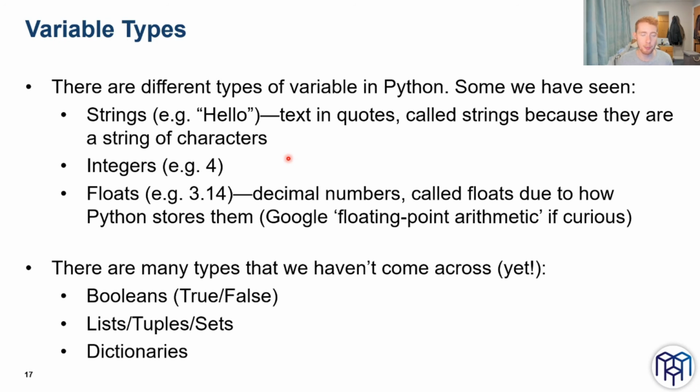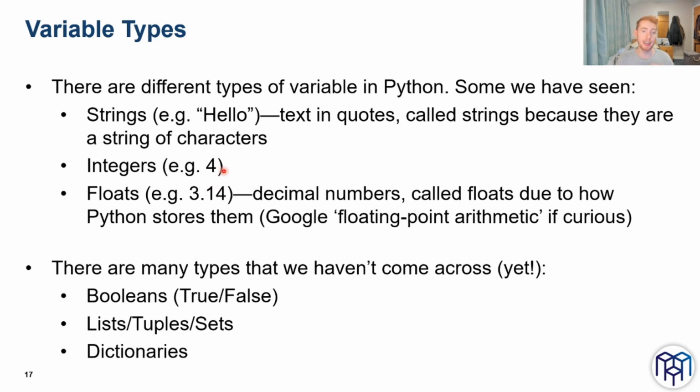Okay, so the last thing we're going to talk about is variable types. So there's many different types of variable in Python. We've seen some already. We've seen strings. These are text data. So we use double quotes to represent these. And they're called strings because essentially, under the hood in Python's internals, they're represented as a string of characters. So whenever you hear the word string, you should think a string of characters, that's text data. And we use double quotes to signify that this data is a string.